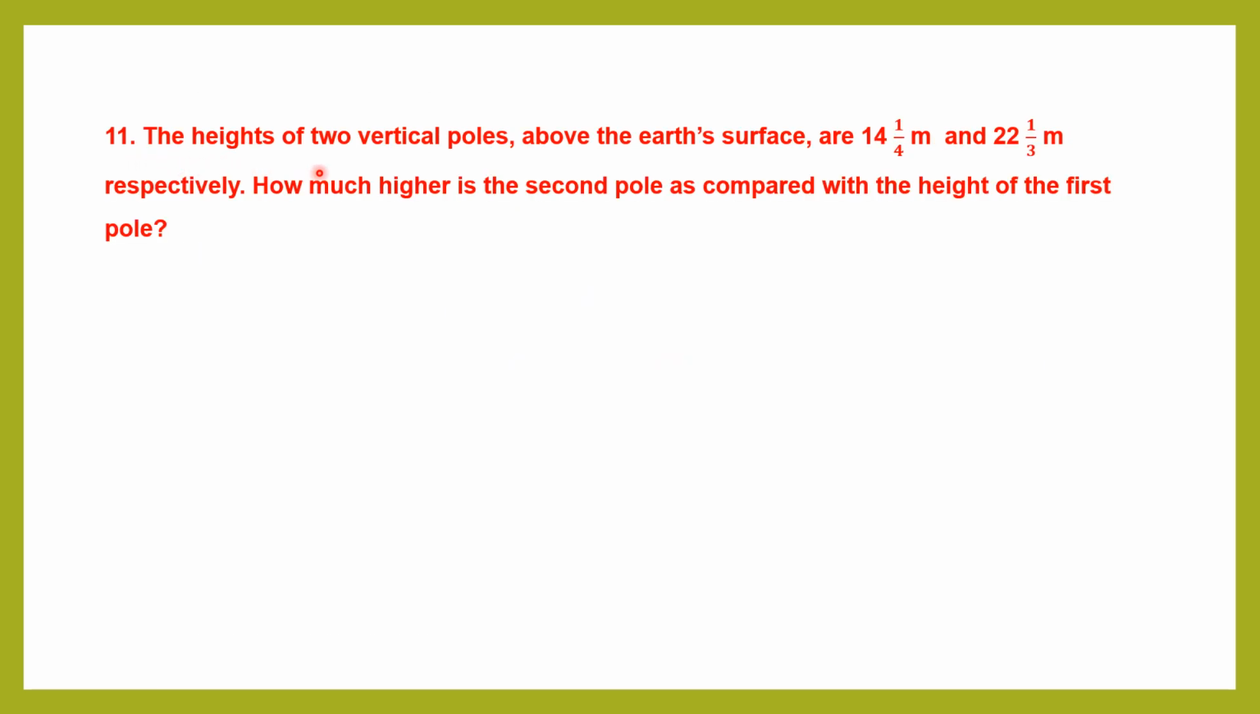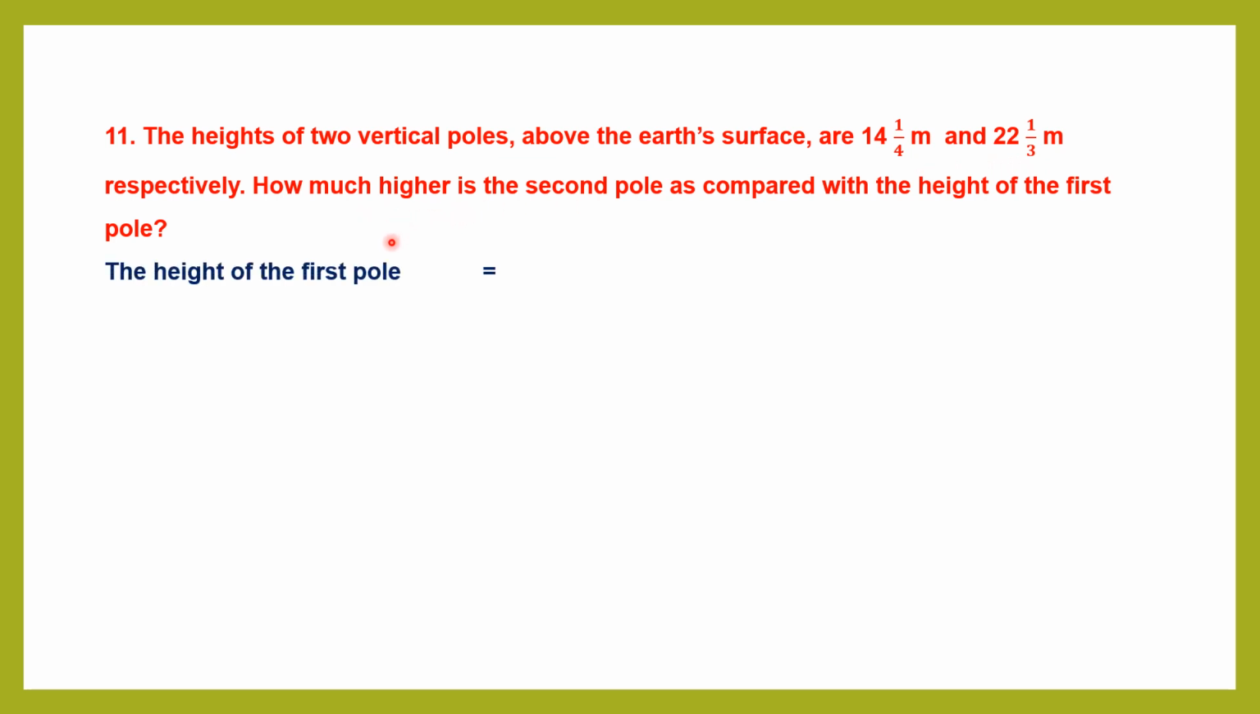Question 11. The heights of two vertical poles above the Earth's surface are 14 1 by 4 meters and 22 1 by 3 meters respectively. That means, what does this word respectively mean? There are two poles and the first pole is 14 1 by 4 meters and the second pole is 22 1 by 3 meters. This is the meaning of the word respectively. How much higher is the second pole as compared with the height of the first pole? So this is the first pole, this is the second pole, and as you can see, the second pole is higher. Now the question is, how much higher is it?